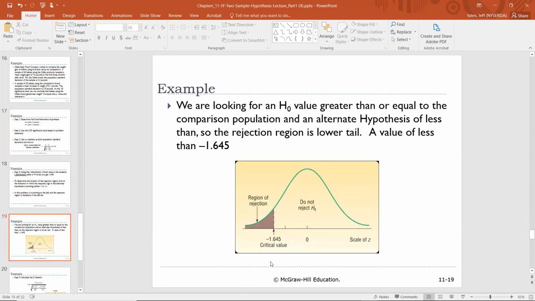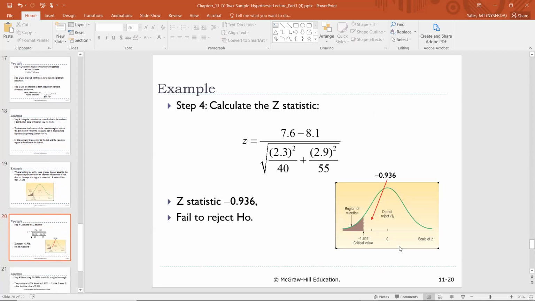All right, so that's how we get the value in determining our critical value. If we do the analysis there, we get a Z of minus 0.93. That minus 0.93 is on the other side of our critical value, so it's in the do not reject region.